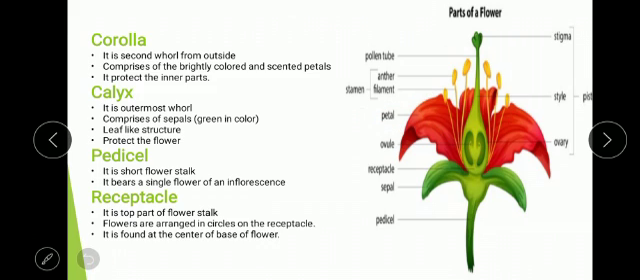Calyx. It is the outermost part. It comprises sepals, leaf-like structures that protect the whole flower. Pedicel. It is a short flower stalk. It bears a single flower or an inflorescence.